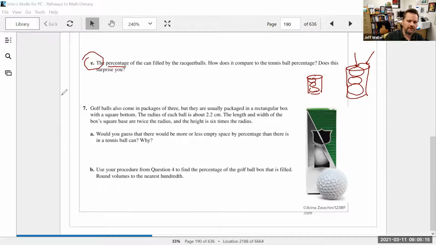Now, is number 7 involving all the same shapes? No. I've got this box, and if I look at this box from overhead, you'll see why I expect this one to not be as efficient as a cylinder: the corners are going to make a lot more empty space. So this is not an efficient way to package any kind of balls, because you're using more material for your container than you need to. Does that make sense? Yes. Part A is just, what do you think is going to happen with the empty space? It's going to have more empty space.